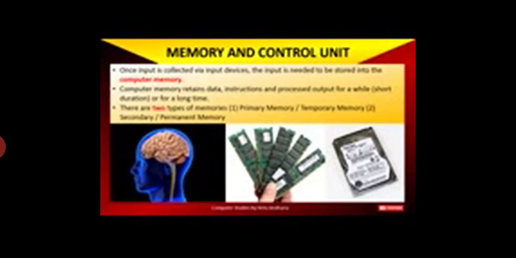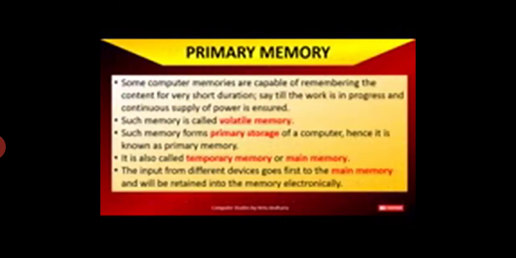The middle picture is of RAM. RAM is a temporary memory, while the right hand side picture is of hard disk, that is a permanent memory. While control unit is like the brain of the computer. So all three things I will explain to you in detail. First, I will be explaining to you about the primary memory.